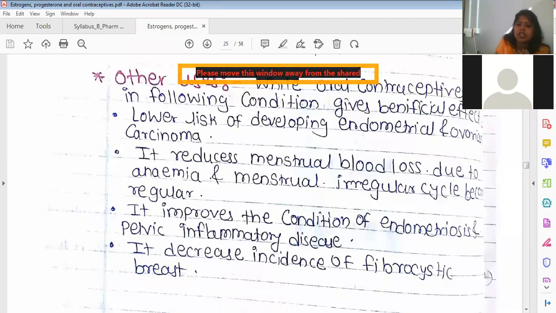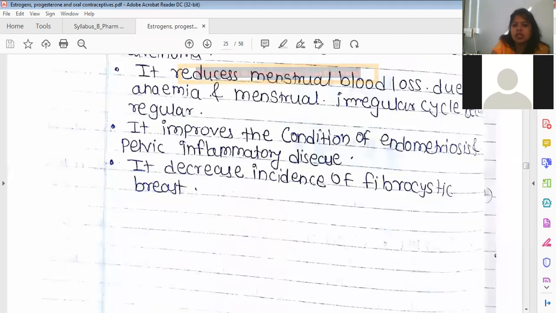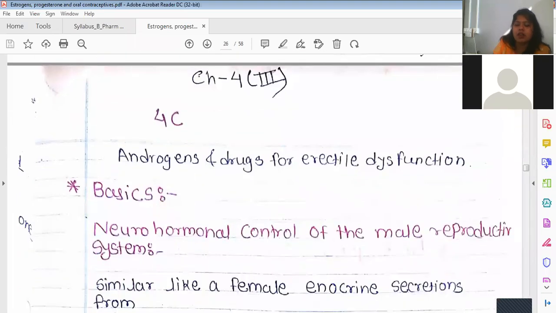It improves the condition of endometriosis and pelvic inflammatory diseases. It is also used in fibrocystic breast condition. In that case also we give the external estrogen derivative.